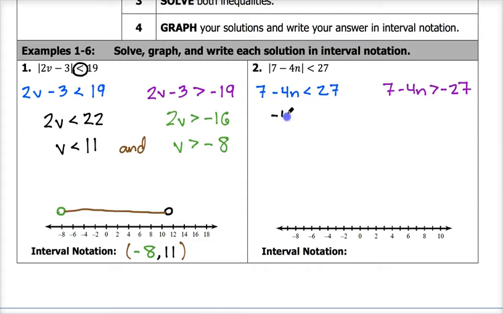Solving both of these, we'll subtract 7 from both sides. This gives me negative 4n is less than 20. I'm dividing by negative 4, so that's going to switch my inequality symbol to n is greater than negative 5. My second inequality, again, subtract 7 from both sides. I get negative 4n is greater than negative 34. And then dividing both sides by negative 4 again, my inequality symbol switches to a less than on the right. And negative 34 divided by negative 4 is going to be a positive 8.5.